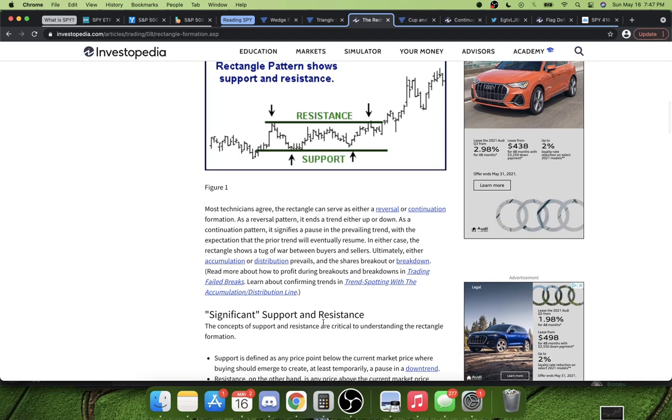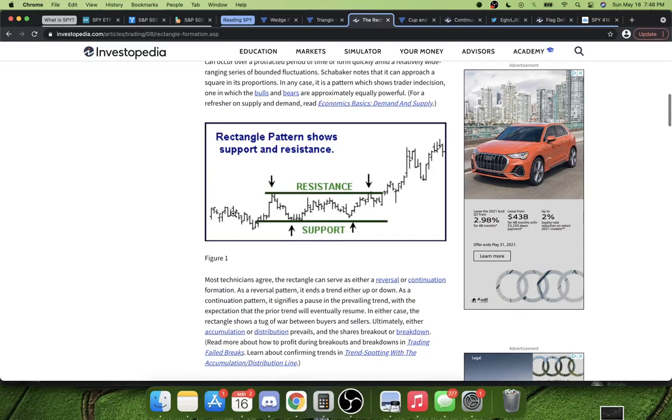Okay, and so this rectangle pattern is also what you want to recognize when you're looking for a bull flag or a bear flag. And a bull flag or a bear flag will be this rectangle pattern in a counter trend.